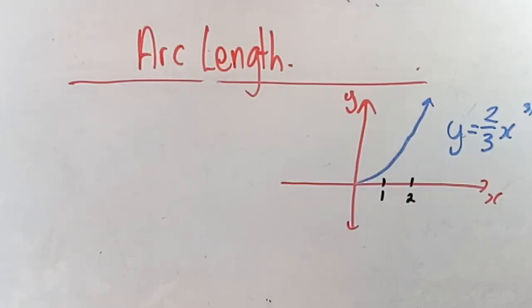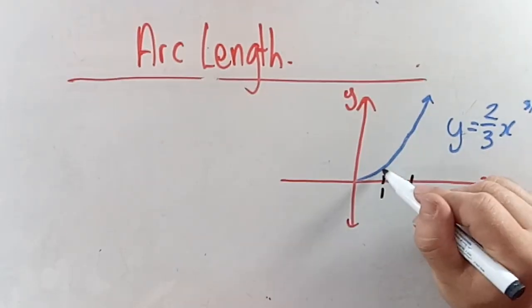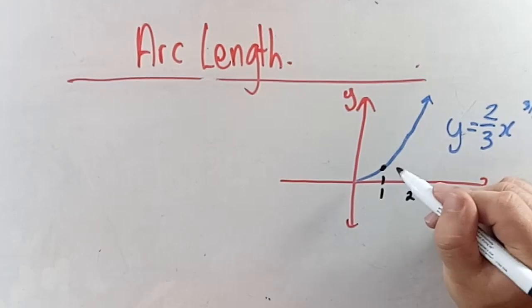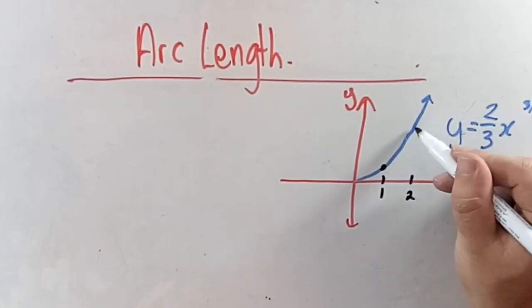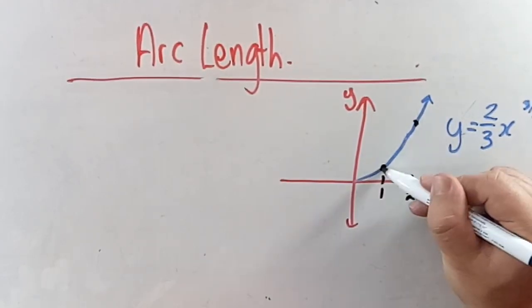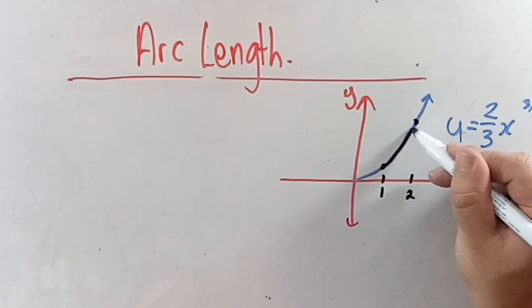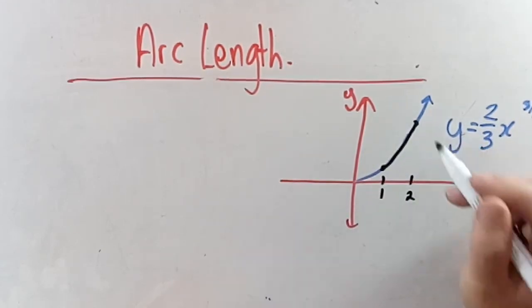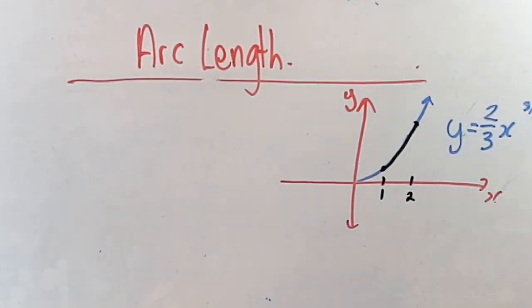Okay, today we're going to answer a simple question. If we pretend this is a road between 1 and 2, what is the length of the road, or the distance along the path if you were to travel along that path? So what is this arc length?